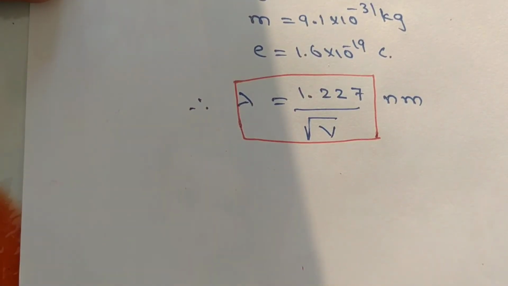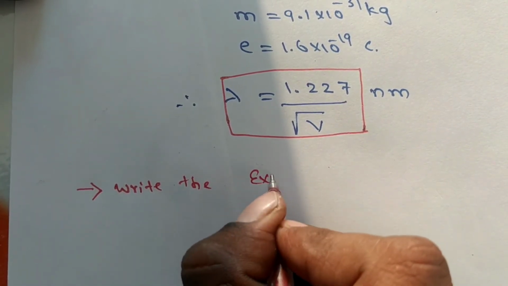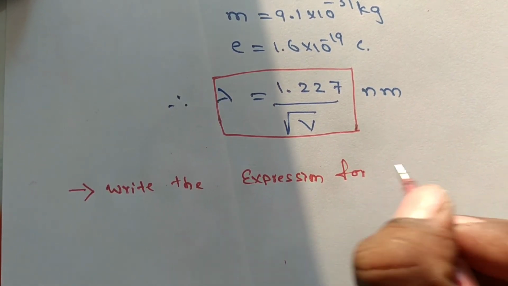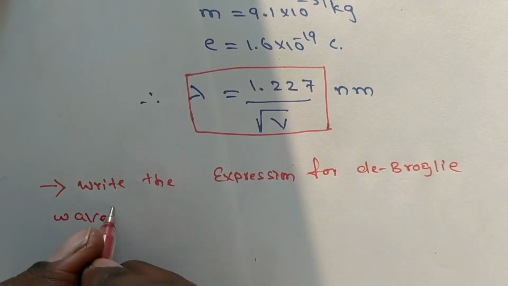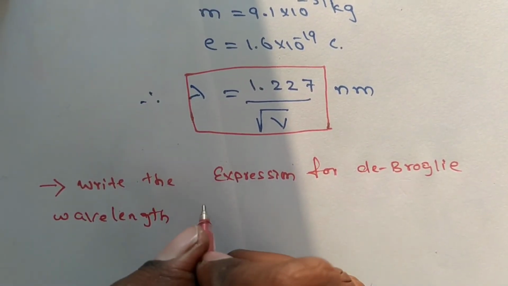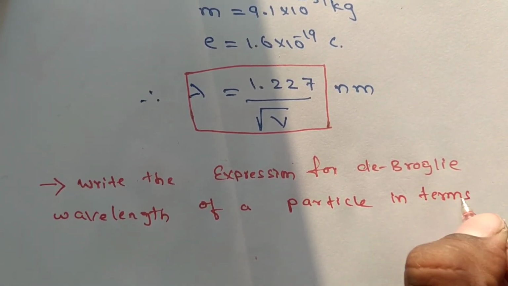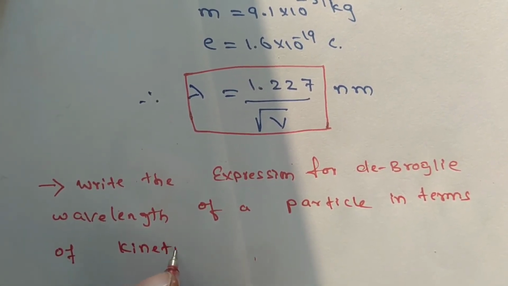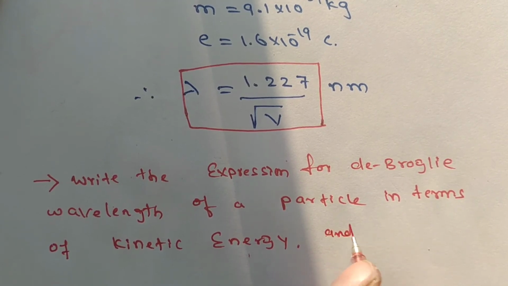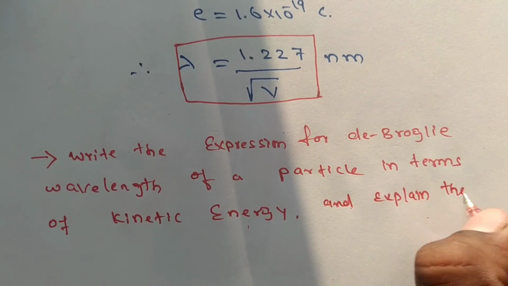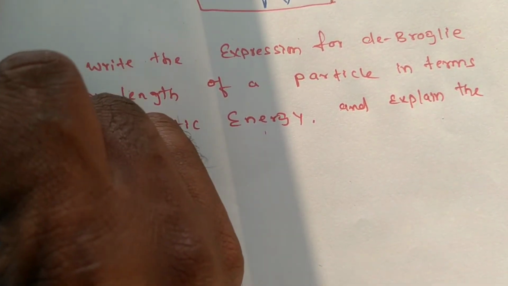Next, two more important questions. Write the expression for the deBroglie wavelength of a particle in terms of kinetic energy, and explain the terms. This is important for 2 marks.